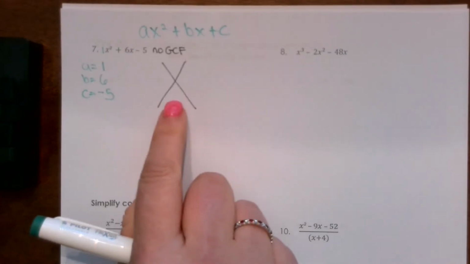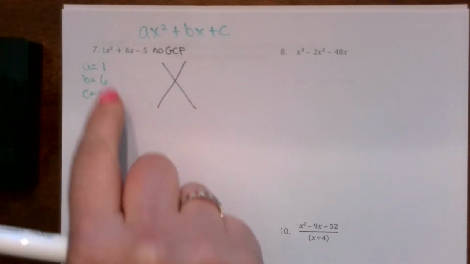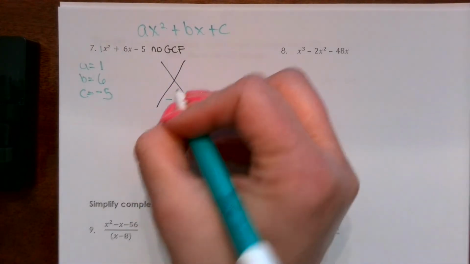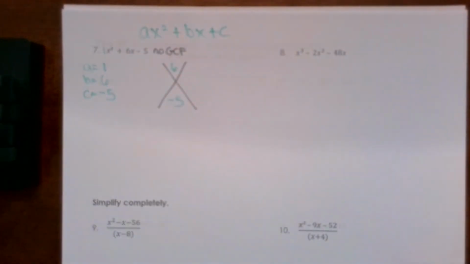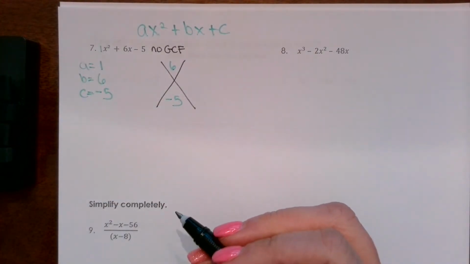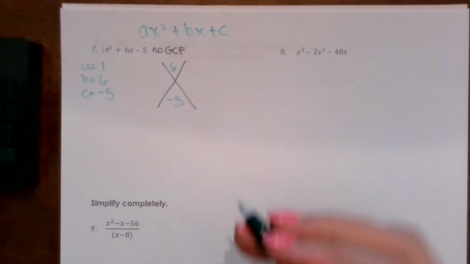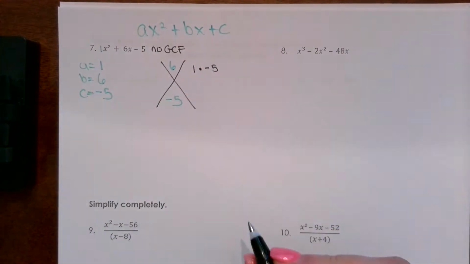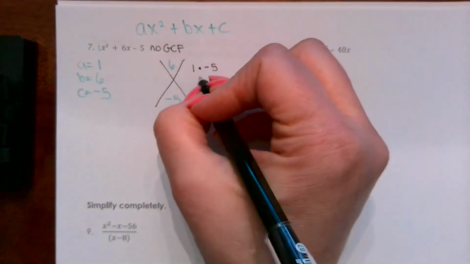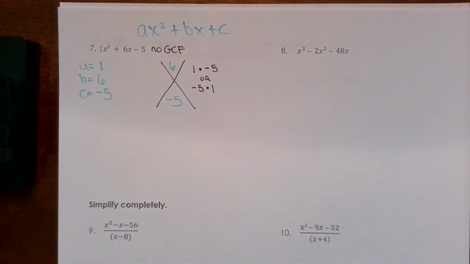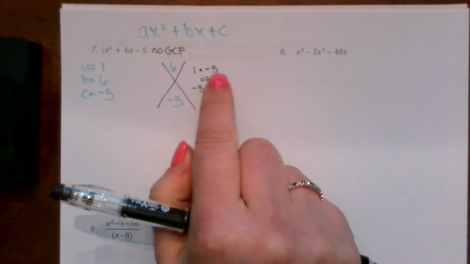So you might remember that in this bottom part, I'm going to do 1 times negative 5, or a times c. That's negative 5, and b is 6. So remember, I'm looking for numbers that will multiply to negative 5, and add to 6. The only way to get negative 5 through multiplication is 1 times negative 5, or negative 5 times 1. Let's imagine, what is 1 plus negative 5?